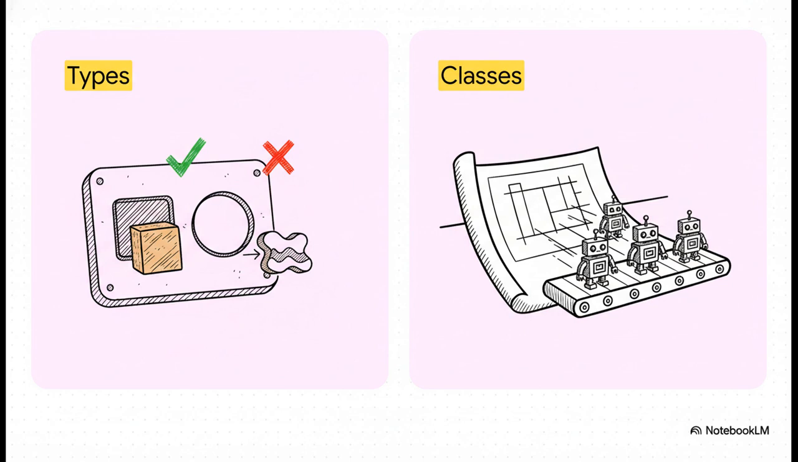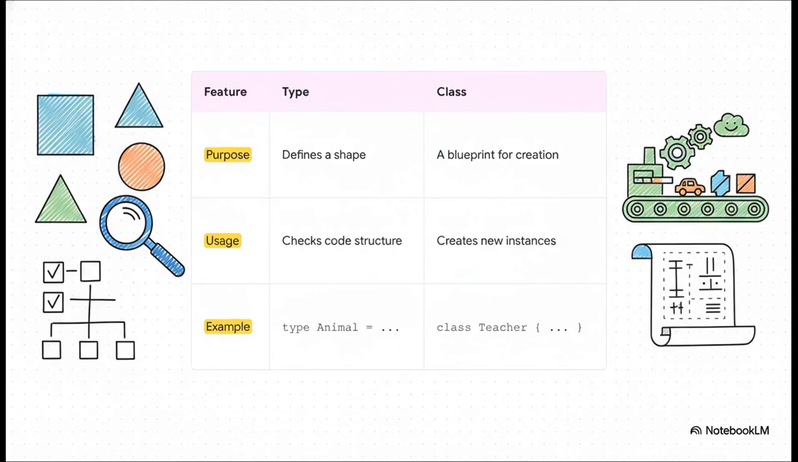In the exact same way, a class is the set of instructions for building identical, consistent objects over and over again. Now, this is a really important distinction to make. There are kind of two ways to define a pattern for an object. A type is like a contract or a quality inspector. Its only job is to check your object and make sure it has the right shape. But a class is the factory itself. It's the thing that actually creates new objects from the blueprint. This table makes that difference crystal clear. A type's purpose is to define a shape. A class's purpose is to be a blueprint for creation. You use a type to check your code's structure, but you use a class to actually create new things while the code is running. So one is a checker and the other is a creator. It's as simple as that.